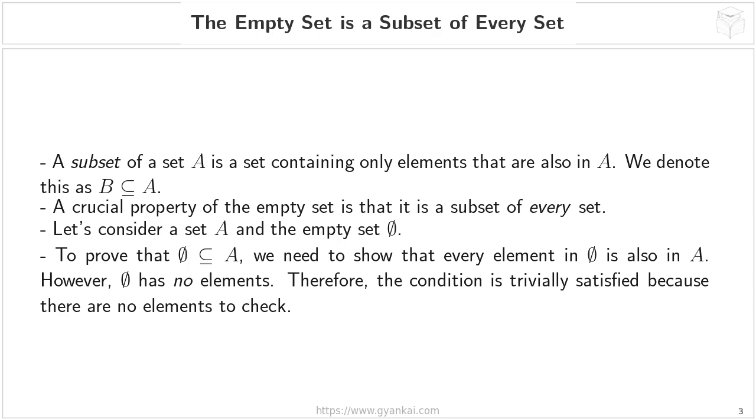But here's the crucial point. The empty set has no elements. Because there are no elements in the empty set to even check, the condition for being a subset is automatically, or trivially, satisfied. There's nothing in the empty set that isn't in A, because there's nothing in the empty set at all.